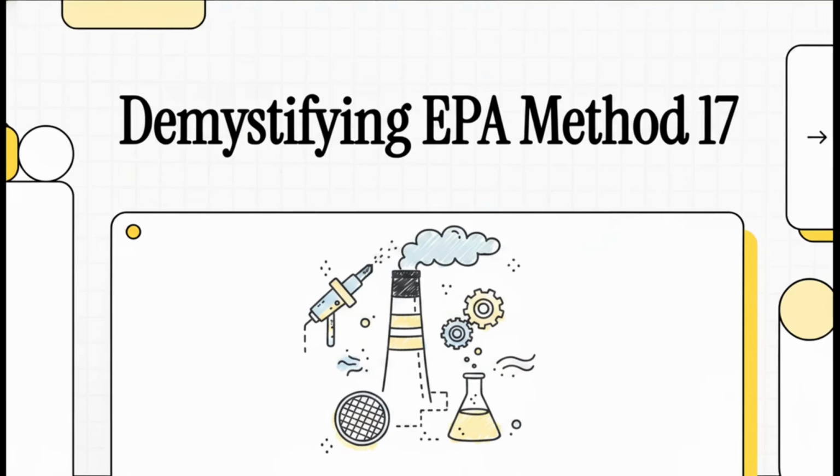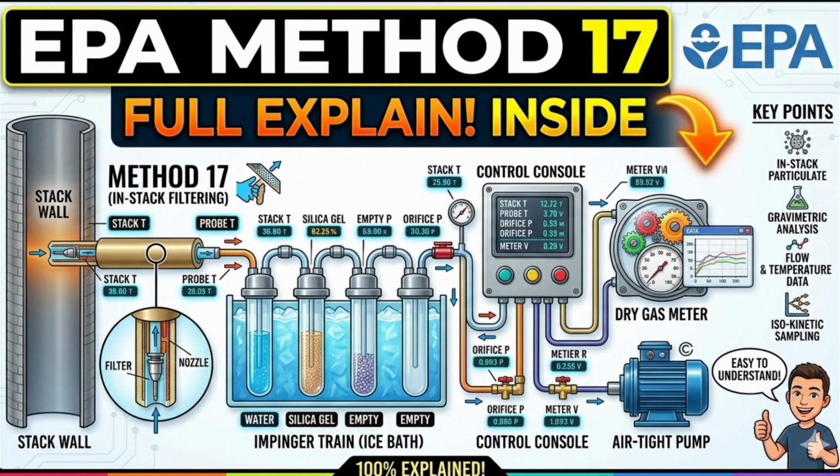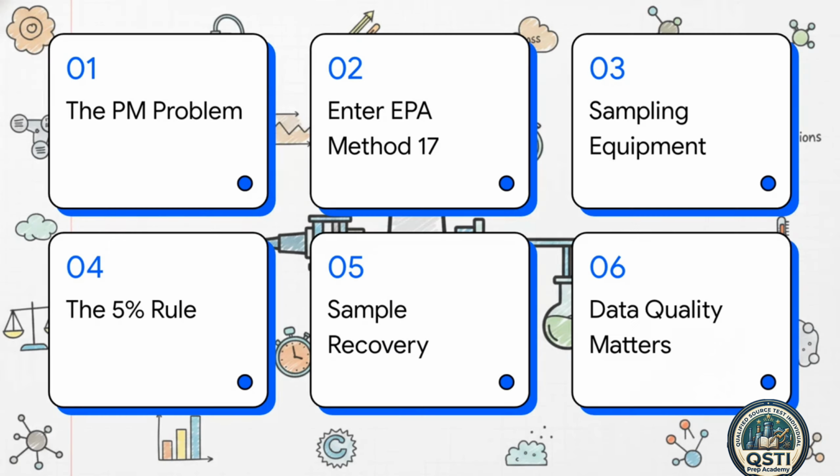Welcome back. Today, we're diving straight into the exact science of industrial emissions monitoring. We're going to unpack a really crucial regulatory document, EPA Method 17. If you've ever dealt with stack testing, you know how dense this stuff can be. So we are going to demystify the entire in-stack particulate measurement process and turn all that complex regulatory text into clear, actionable knowledge. So, here is our roadmap for this explainer.